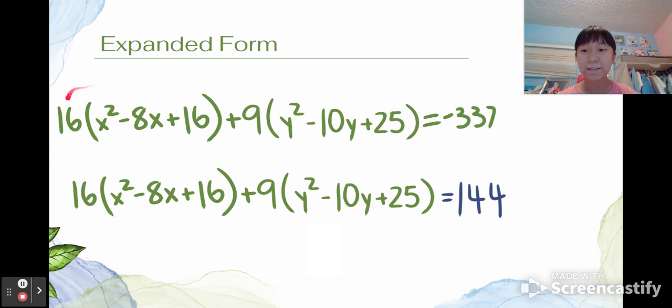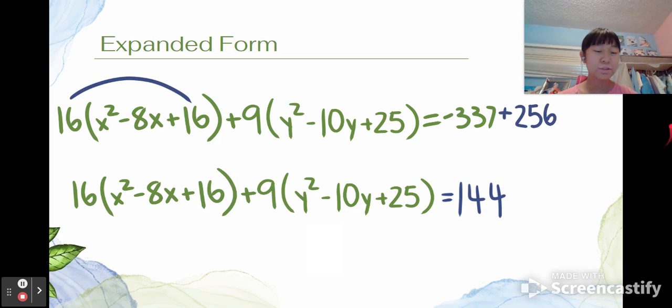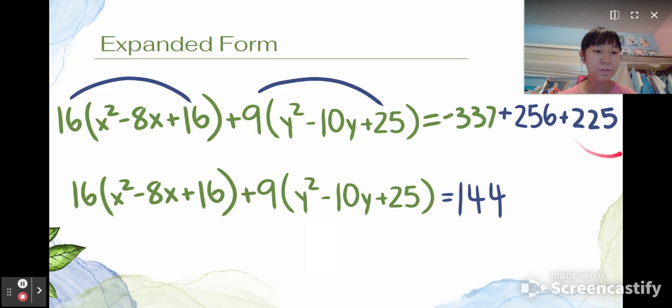So let's multiply 16 by 16 first. So 16 times 16 is 256. So we add that over to the right side. And then now let's go with 9 and 25. So 9 times 25 is 225, so we add that over to the right side as well. And combine that all together gives us 144. So now what do we do?